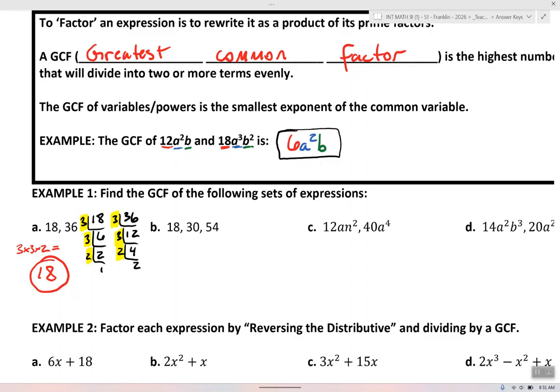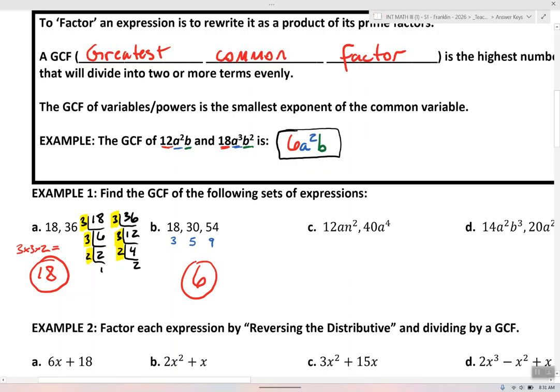All right, we have 18, 30, and 54. The GCF here is going to be 6. Something else you can consider after you find the GCF is to double check: divide each number by that GCF. 18 divided by 6 is 3, 30 divided by 6 is 5, and 54 divided by 6 is 9. Those three numbers don't have a common factor other than 1, because 3 and 5 are prime. We don't have any more common factors to take into consideration here. So 6 is the greatest common factor.